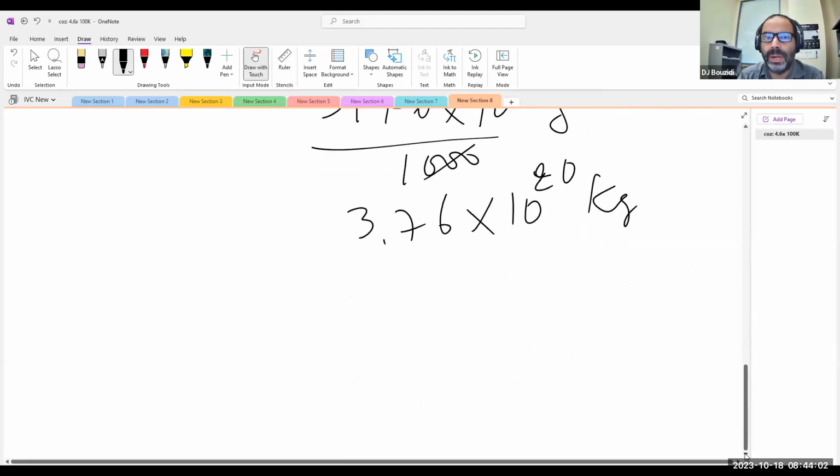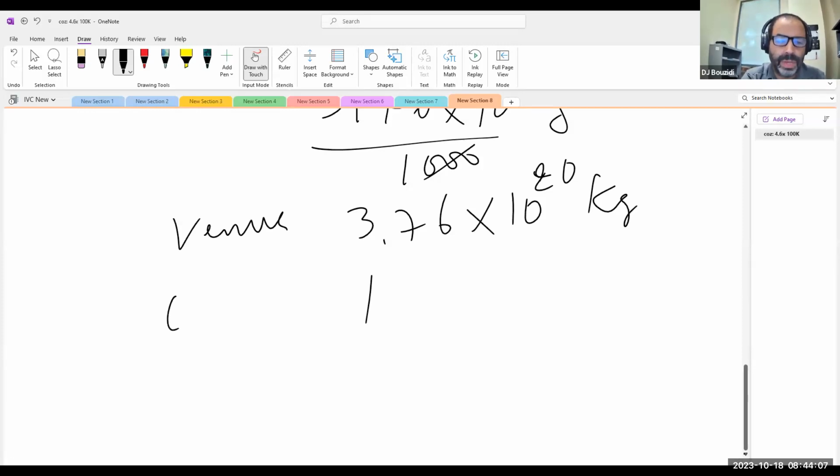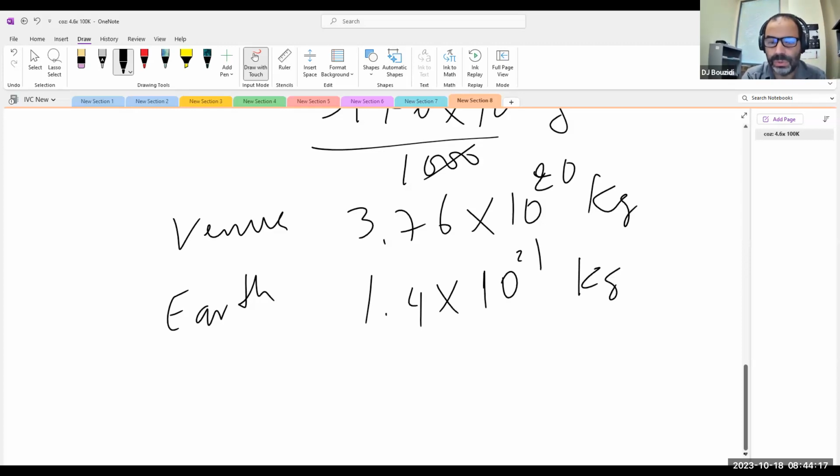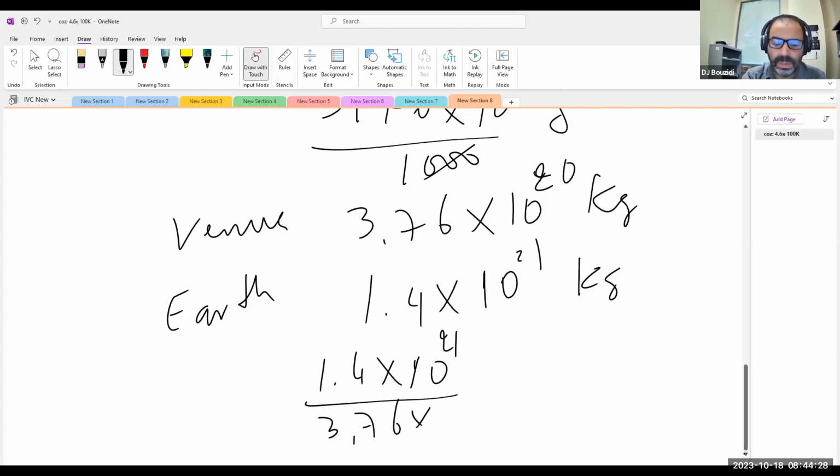And it tells you in the problem to compare that number to what Earth has. So this is Venus. So what Earth has is 1.4 times 10 to the power 21 kilograms of water in its oceans. So if I do the ratio of the two, namely 1.4 times 10 to the power 21 divided by 3.76 times 10 to the power 20, obviously 20 when I deducted from 21 is 10, and I will be left with 14 over 3.76.